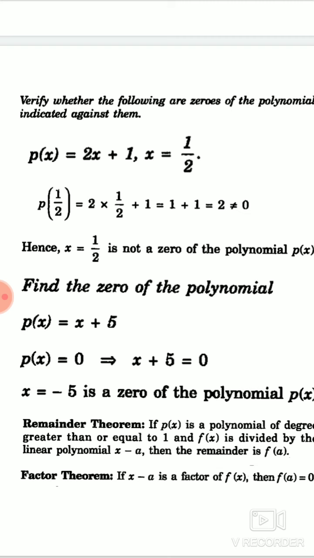We have to check whether it is the zero of the polynomial or not. How to check whether the given number is a zero of the polynomial or not? For that, what you have to do is, in the polynomial, in place of the variable, just put this value and simplify it.